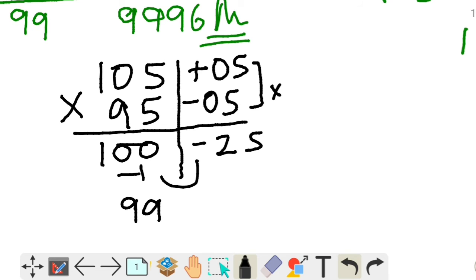You don't have to write any of the steps, okay? Try to do all the calculation just from your mind, right? Now 100 minus 25 is 75. So this is your answer. I hope this much is clear to you.